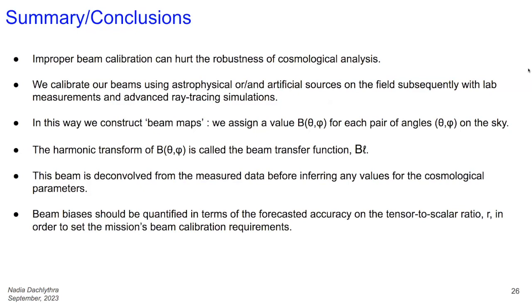So yes, we need to calibrate our beams properly. They can really mess up our cosmological analysis. We do everything that we can to do that: astrophysical sources, artificial sources, holography, near-field measurements. We model our beam in terms of beam maps, transfer functions, whatever is the most convenient for our cosmological analysis. And it's really, really important to take all the beam biases that we find from our simulations, from our lab measurements, and quantify them in terms of the forecasted accuracy of the tensor-to-scalar ratio, in order to be able to meet the ambitious targets that current and next generation telescopes set.